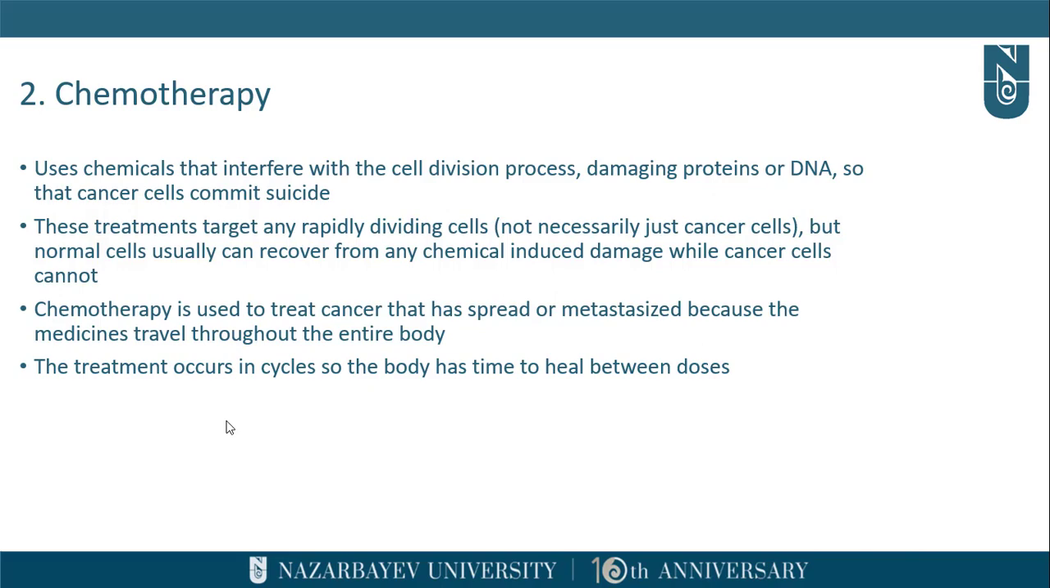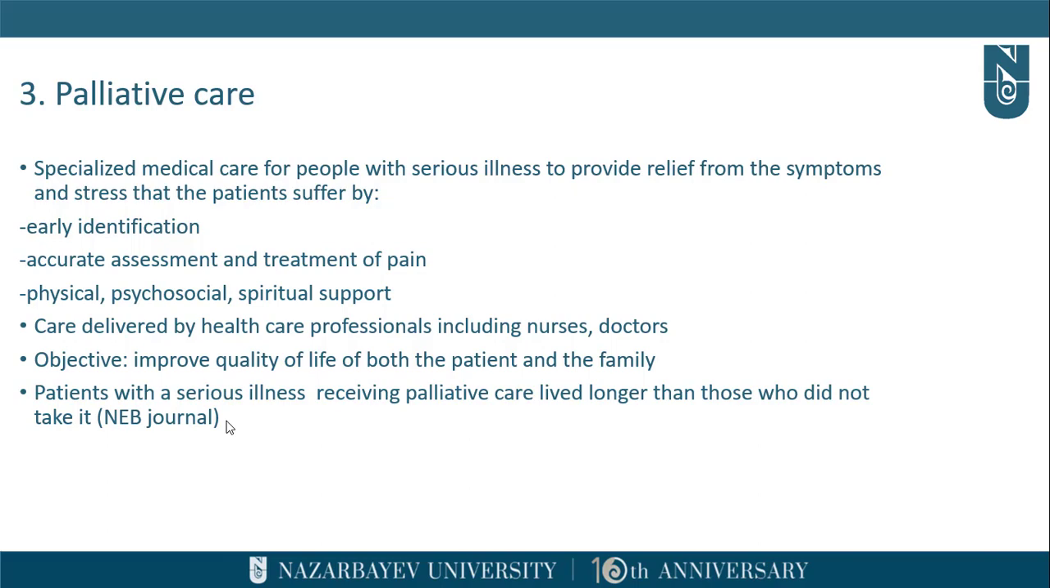This type of therapy is applied only to those cancers that have spread to neighboring tissues or to distant organs. In other words, if the cancer has metastasized, the introduced drugs can travel throughout the entire body. And supportive care is delivered by palliative care, and it was announced that people who were receiving this palliative care lived much longer than those who rejected this type of care.